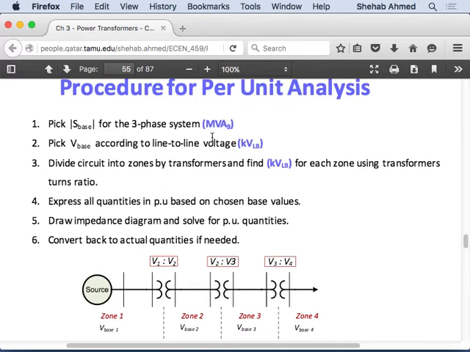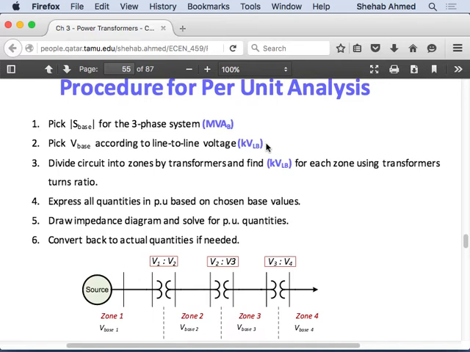Typically, I will give you that, or the problem will define that, because without a well-chosen power base, the numbers don't make much sense anymore. Then you will end up with things that are not very useful yet. But it's not wrong to choose any power base. And then you will pick a voltage base according to the line-to-line voltage that you have in the system.